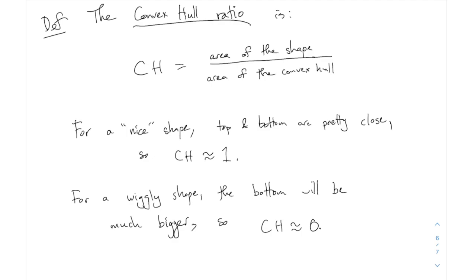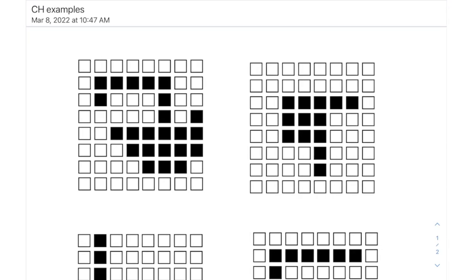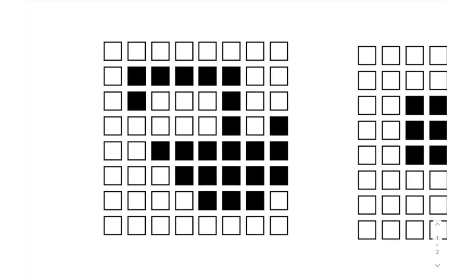We've only got 5 minutes. I'll just do one example like this, and then we'll do more next time. I have another handout with a bunch of these grids on it, but I'll hand this out next time. But let's just talk about this one here. What you see is the black shape there. I would like to find the convex hull ratio of this shape.